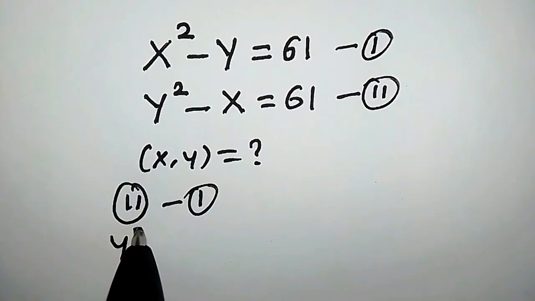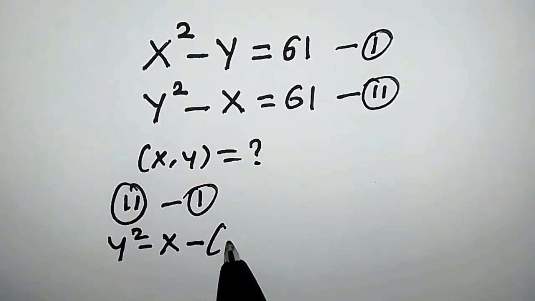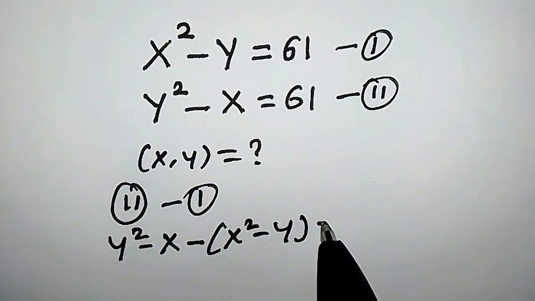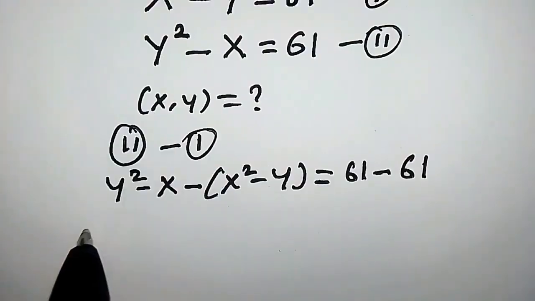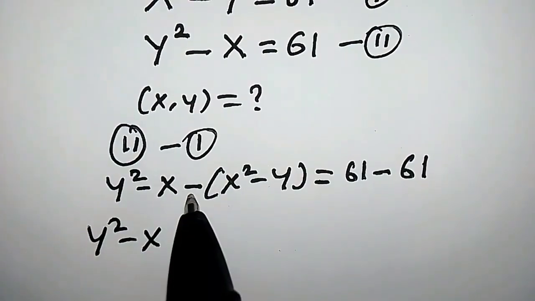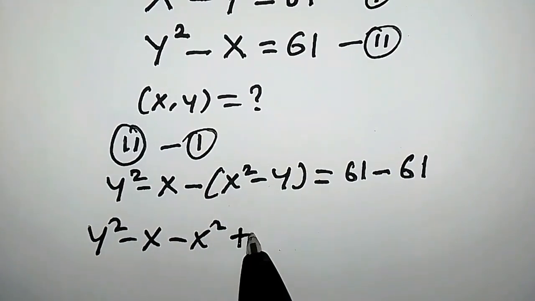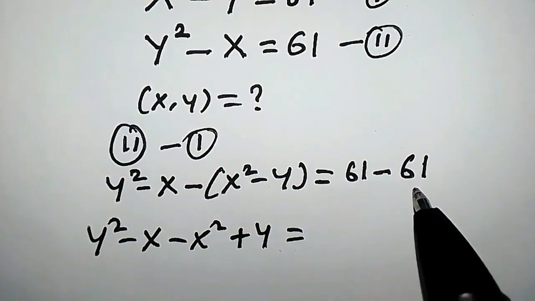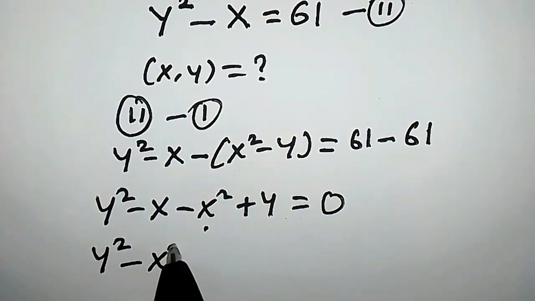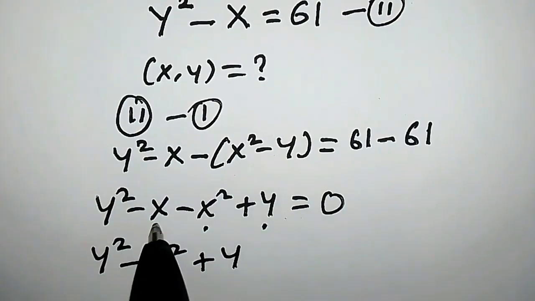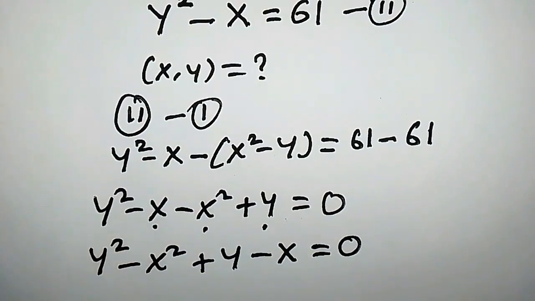So we have y squared minus x minus the left hand side of equation 1, x squared minus y, equal to 61 minus 61. Y squared minus x, minus times x squared, that is minus x squared, minus times minus y, that is plus y, equal to 61 minus 61, that is simply 0. Y squared minus x squared plus y minus x is equal to 0. By just rearranging this equation, we have this.